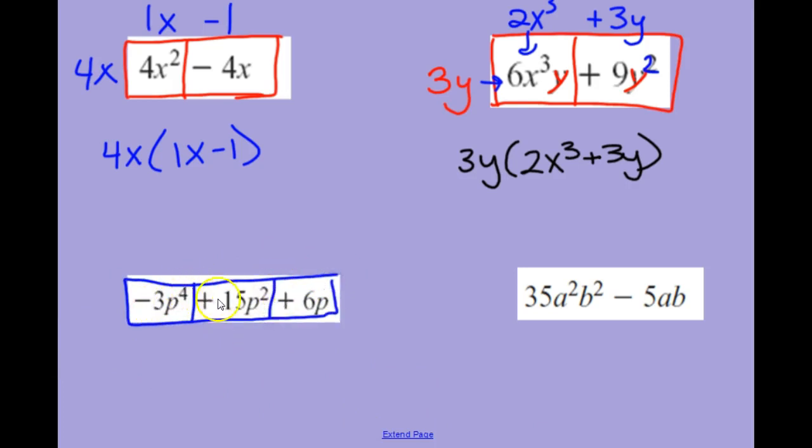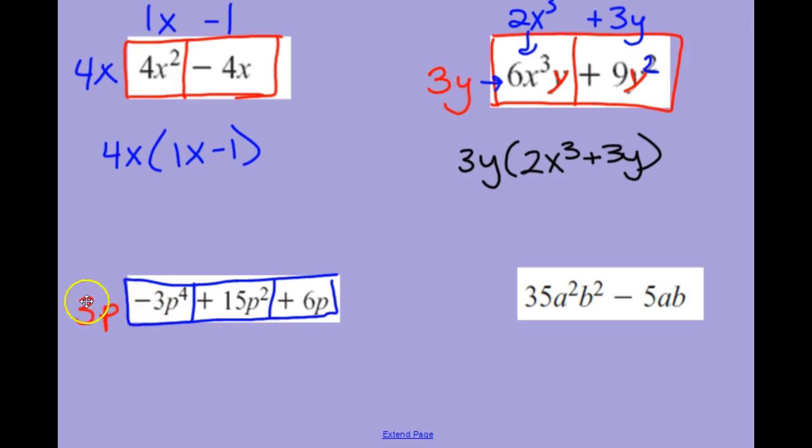What do 3p to the 4th, 15p squared, and 6p all have in common? Well, I can see right away they all have at least one p, so I can take out a p. They all have at least one p. If they each had at least 2 p's, I could take out 2, but I only have 1. And these are all multiples of 3.